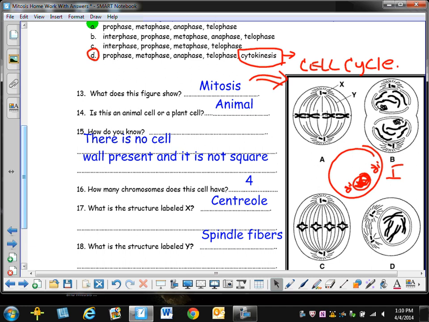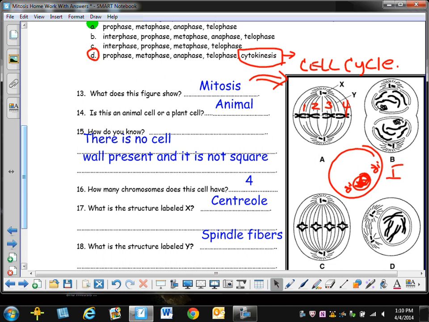Okay, is it an animal cell or a plant cell? Animal, it's round. Says, how do you know? There is no cell wall present and it's not square. That's an easy way to know. There's no cell wall and it's not square. How many chromosomes does the cell have? Well, a lot of people said 46 because they assume that's what all cells have. 1, 2, 3, 4. It has 4 chromosomes.